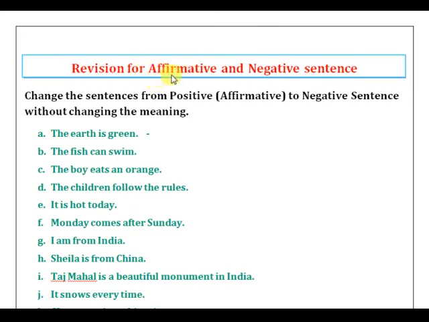When we talk about the positive sentence, we talk about its structure that we are going to change. The second type of sentence is the negative type of sentence. In this type of sentence, we change the structure of the sentence by using the words such as no, never, not, nobody. So in today's exercise, the first revision that will be carried out will be the question of changing the sentence from positive, that is affirmative, to a negative sentence without changing the meaning.